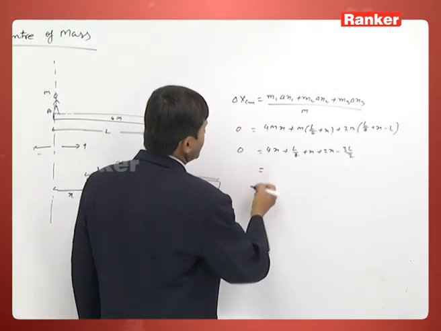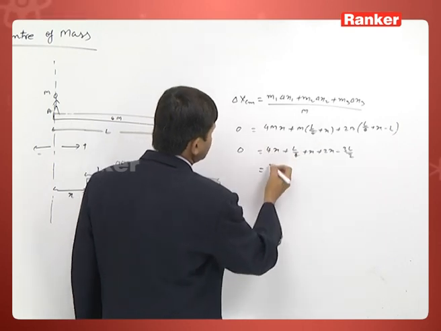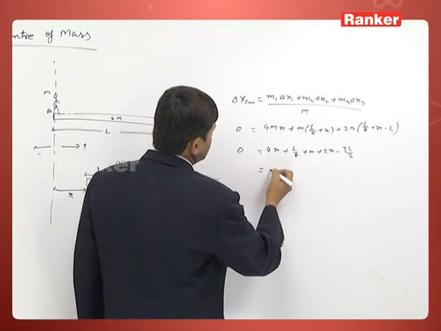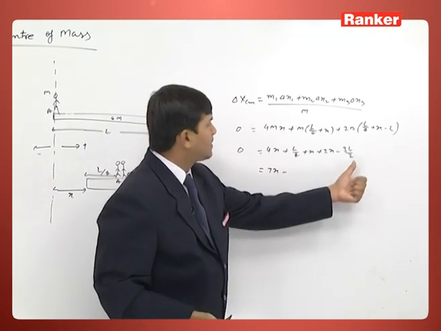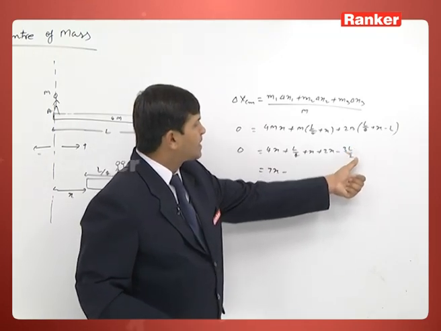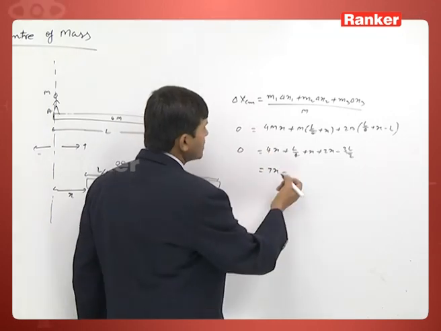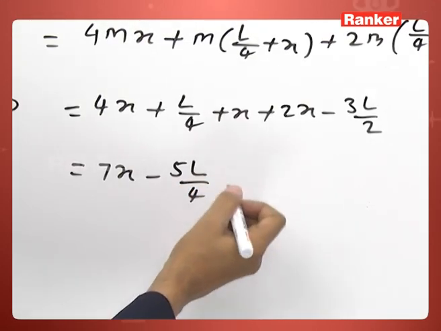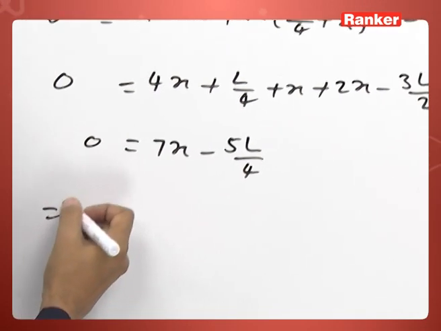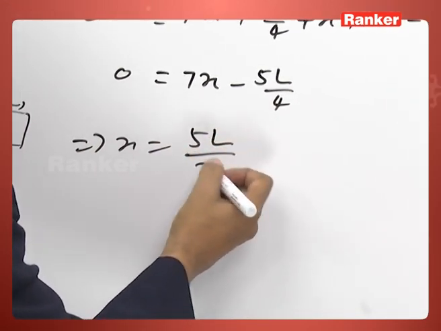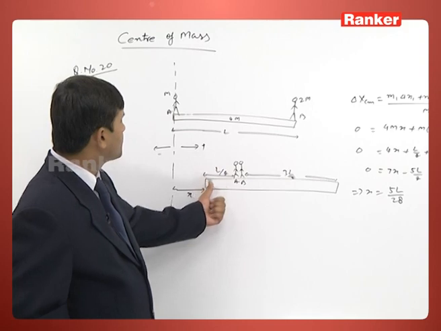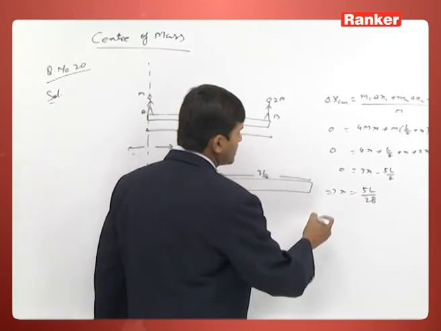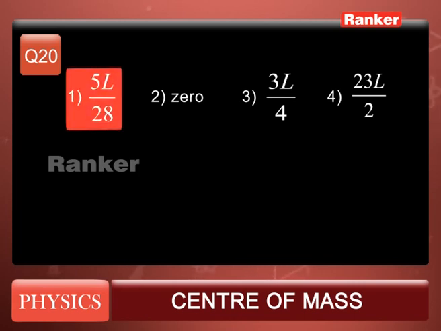Now we can simplify, 4x plus x plus 2x, 7x, and this 3L by 2 can be written as 6L by 4 minus L by 4, that is 5L by 4. So x is equal to 5L by 28. The shift in the center of mass of the boat is 5L by 28. So the correct option is option number 1. Option number 1 is the correct answer.